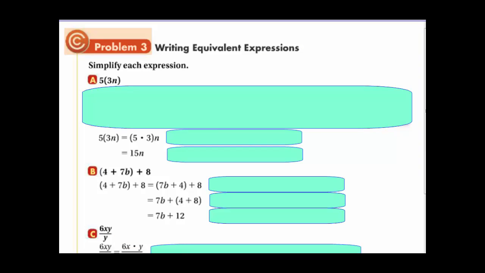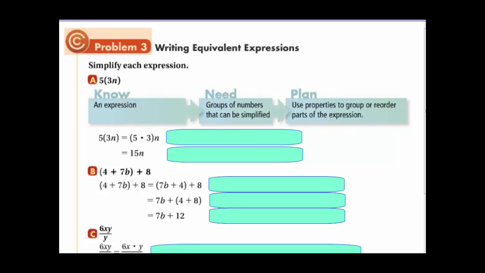Okay, writing equivalent expressions. So what we need to do is simplify each expression and then understand what properties we are applying in certain steps. So for the first one, we need to know the expression. Then we need to look at groups of numbers that can be simplified, and then use our plan to use those properties to group or reorder the parts of the expression to make it a little easier for us.